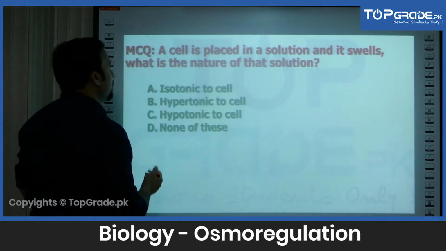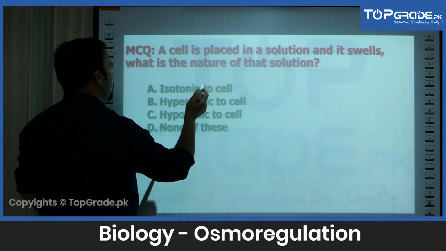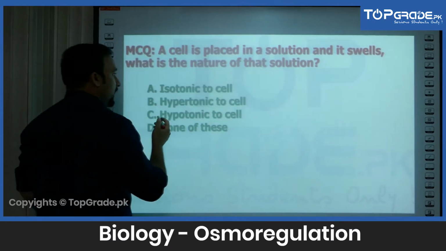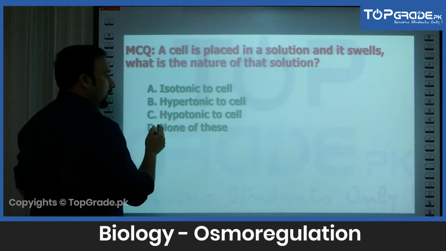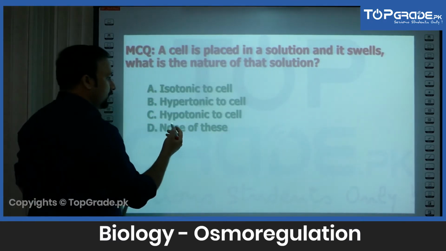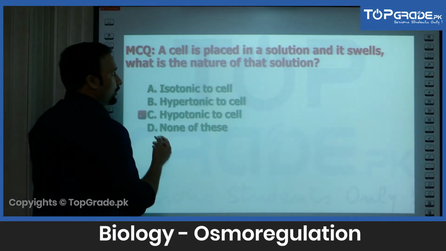So the first statement I've got is: a cell is placed in a solution and it swells. What is the nature of that solution? A option is isotonic to the cell, B option is hypertonic to the cell, C option is hypotonic to the cell, D option is none of these, and the best response to this question is hypotonic to the cell.